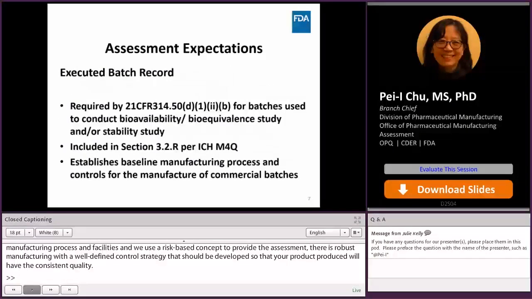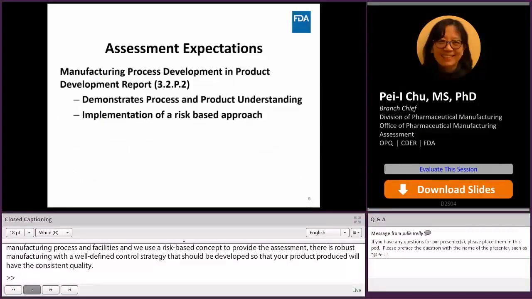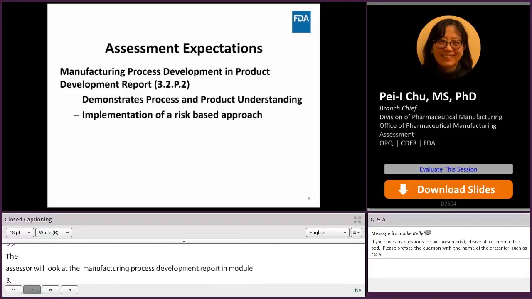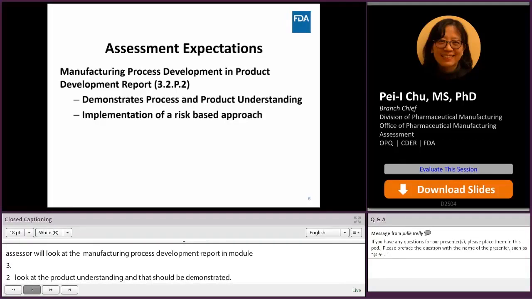So the assessor would look at the manufacturing process development report in module 3.2.P.2.3, and adequate process and product understanding should be demonstrated. In addition, a risk-based approach for the manufacturing process should be implemented.